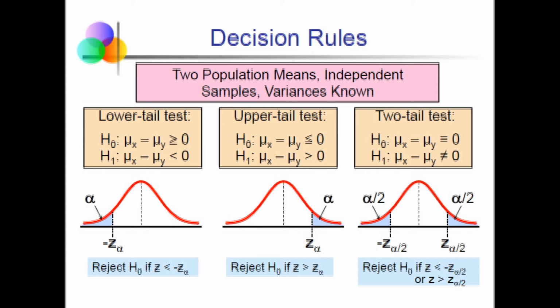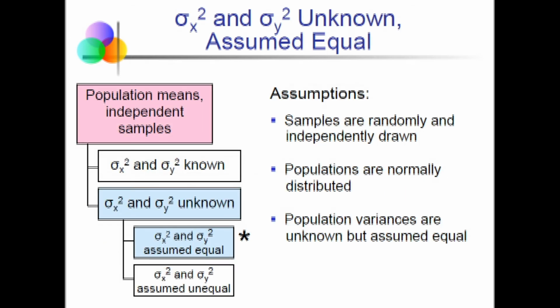Now, suppose the variances are unknown. We first assume that the variances are equal. Then we have the other case in which we assume that the unknown variances are unequal.